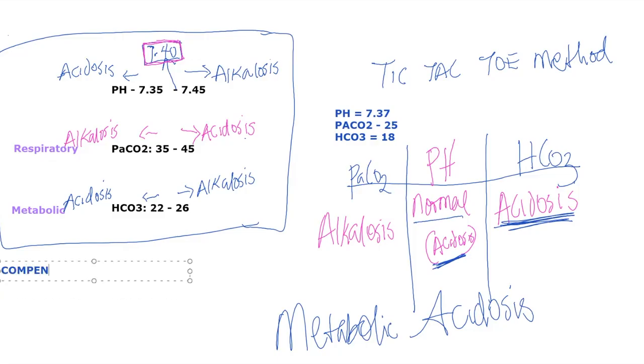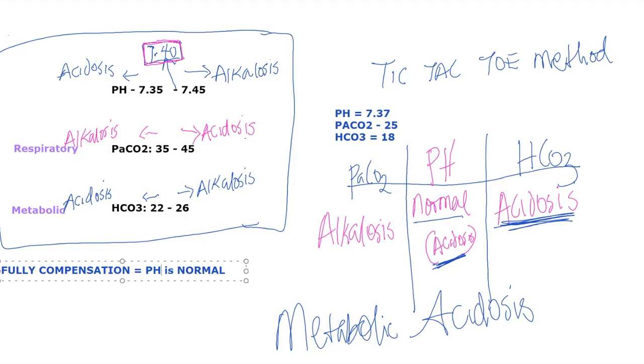To figure out what kind of compensation, a full compensation is when your pH is normal. Whenever I have a normal pH, I have a full compensation because, remember, your pH is the acid-base balance of your body. So whenever pH goes back to normal, that means this situation has been fully compensated. We are back to good ground.